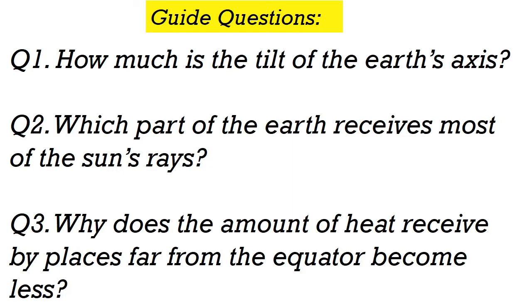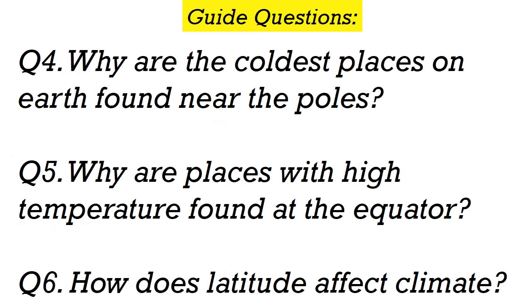Using the illustration given, answer the following questions. 1. How much is the tilt of the Earth's axis? 2. Which part of the Earth receives most of the sun's rays? 3. Why does the amount of heat received by places far from the equator become less? 4. Why are the coldest places on Earth found near the poles? 5. Why are places with high temperature found at the equator? And 6. How does latitude affect climate?